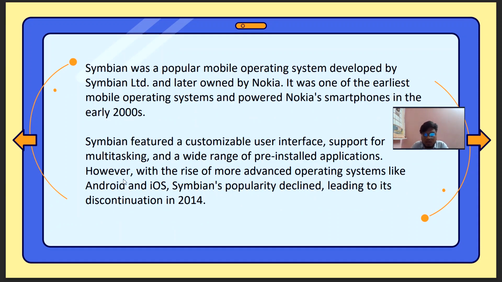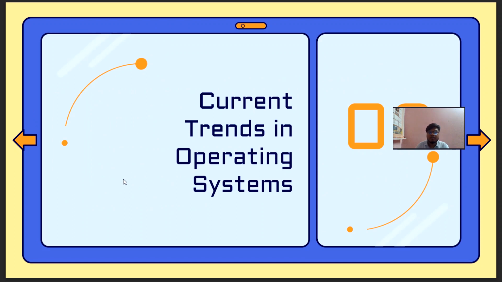Symbian. Symbian was another mobile operating system developed by Symbian Limited and later owned by Nokia. It was one of the earliest mobile operating systems and powered Nokia smartphones in the early 2000s. Symbian features a customizable user interface, support for multitasking, and a wide range of pre-installed applications. However, with the rise of more advanced operating systems such as Android and iOS, Symbian's popularity declined gradually and it was discontinued in 2014. Current trends in operating systems.